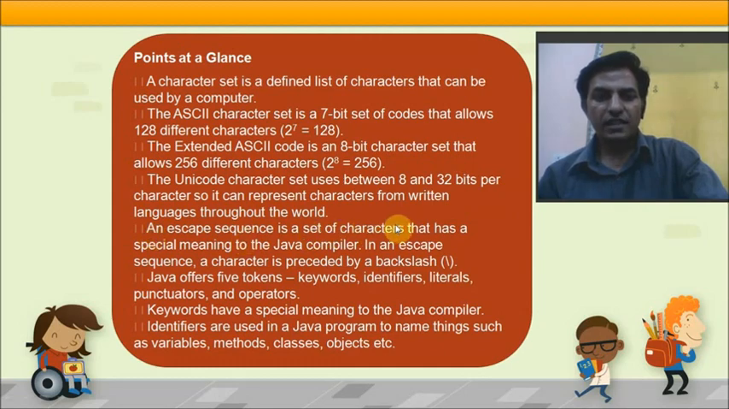An escape sequence is a set of characters that has a special meaning to the Java compiler. In an escape sequence, a character is preceded by a backslash. Java offers 5 tokens, that is keywords, identifiers, literals, punctuators, and operators. Keywords have a special meaning to the Java compiler. Identifiers are used in a Java program to name things such as variables, methods, classes, objects, etc.